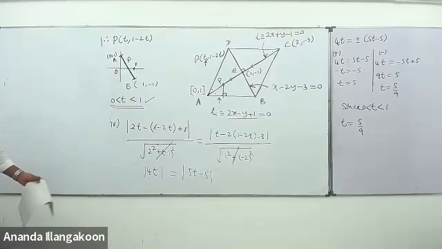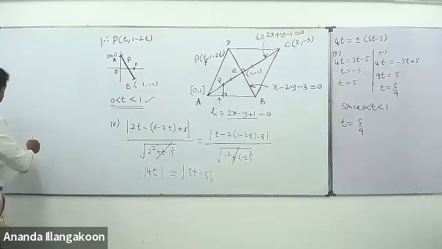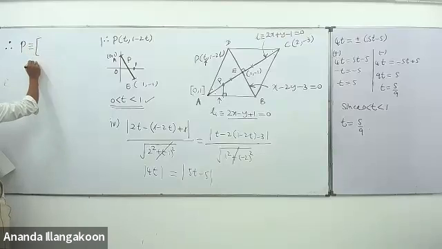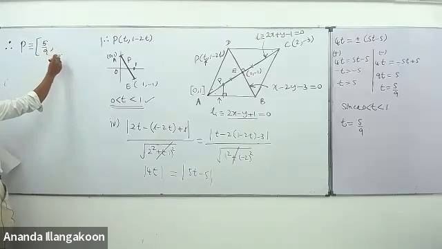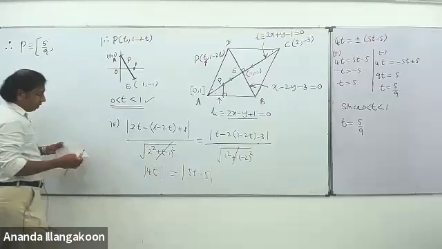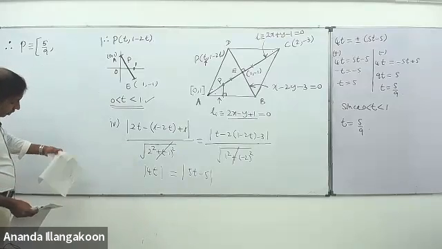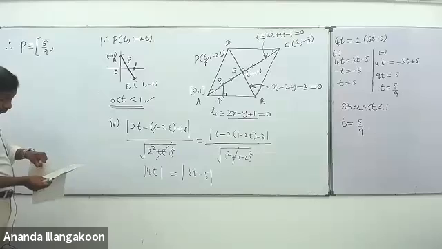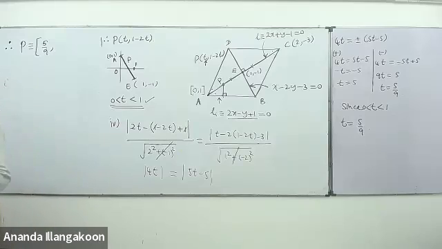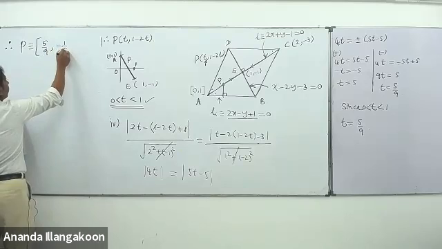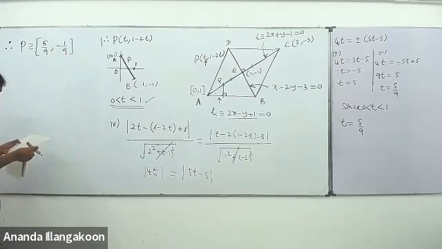I am on this point P. Therefore, point P you can write. What is T? 5 by 9. For this T, put 5 by 9 and simplify. Then you get the point P as 5 by 9 and minus 1 by 9. Point P is this now.